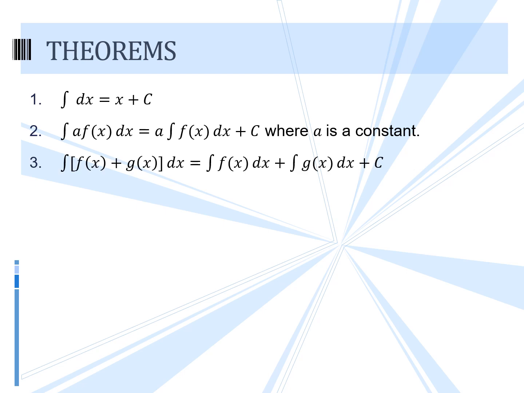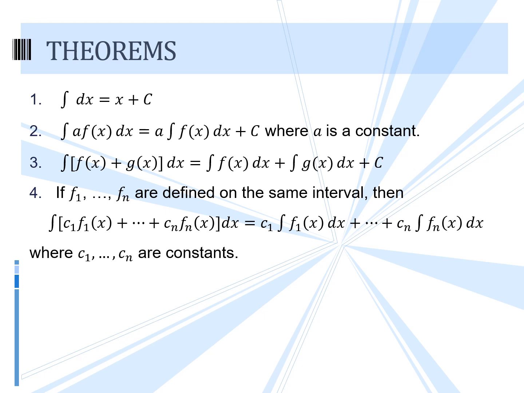Theorem 3. The integral of a sum of two functions is equal to the sum of the individual integrals plus c. That is, the integral of f of x plus g of x dx is equal to the integral of f of x dx plus the integral of g of x dx plus c.